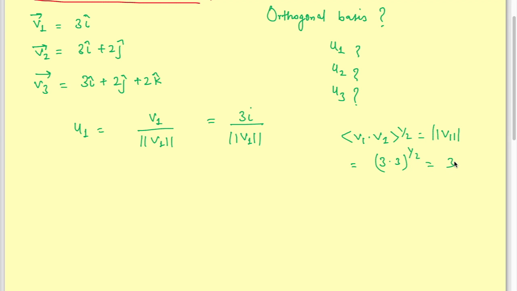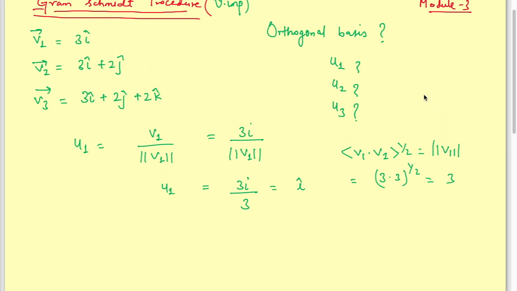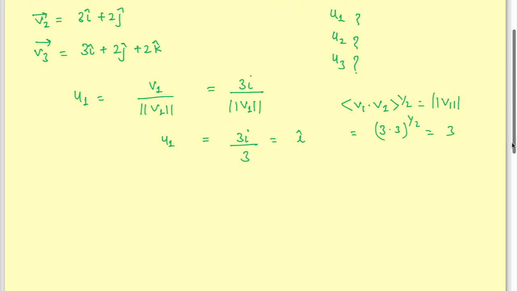Okay, so it is nothing but equal to 3. Okay, so it is i. So the first orthogonal basis here is i. Okay, so how I found the norm is nothing but the length of this vector, which is nothing but 3. Okay, so here I had done 3 into 3 is equal to 9 and root of 9 is equal to 3.